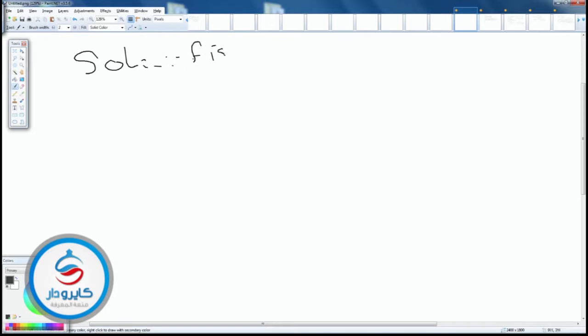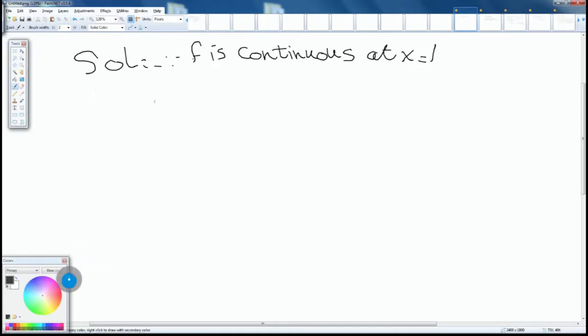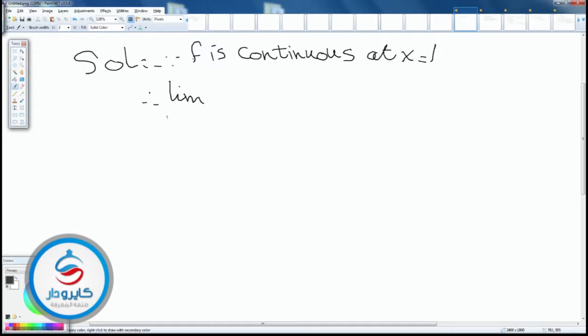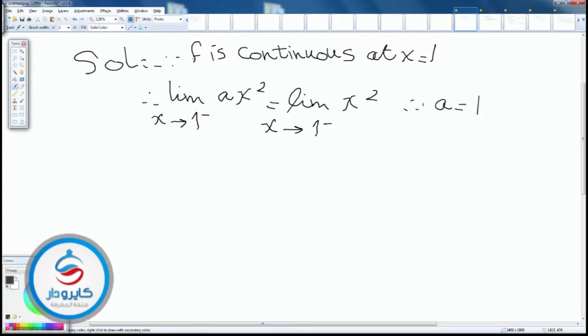Solution: since f is continuous at x equals 1, therefore limit when x tends to 1 minus of ax power 2 equals limit when x tends to 1 plus of x power 3. By substituting x equals 1, 1 power 2 equals 1, 1 by a equals a, and 1 power 3 equals 1, therefore a equals 1.